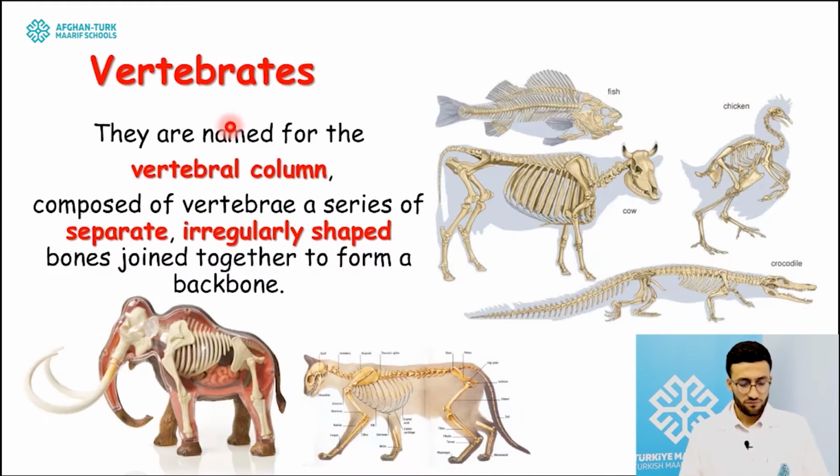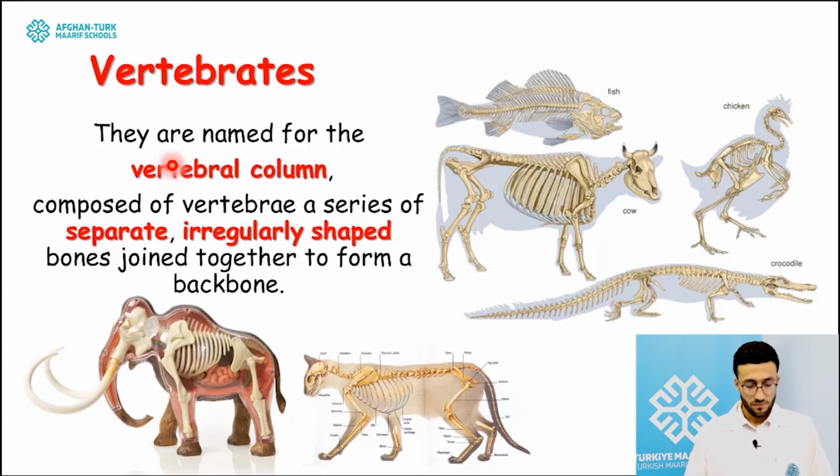So let's talk firstly about the vertebrates. What is the meaning of vertebrate, and which kind of animals are the vertebrate animals? As you are seeing these pictures, you can find that there are a fish, a cow, a chicken, a crocodile, a cat, and also an elephant. What is the most common feature between these animals? They are all called vertebrate animals. So let's talk about it.